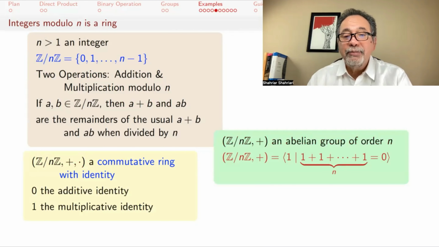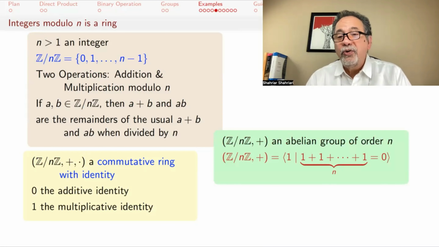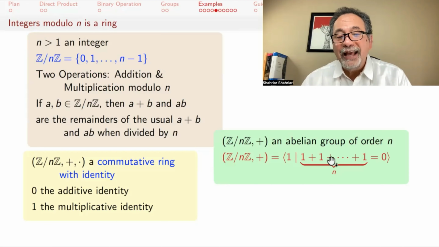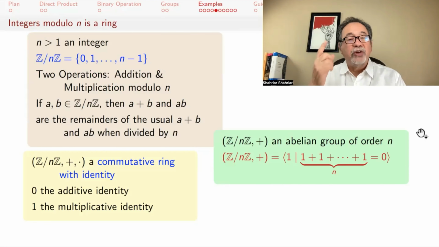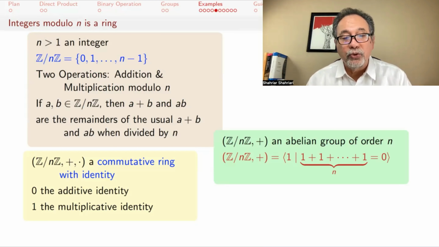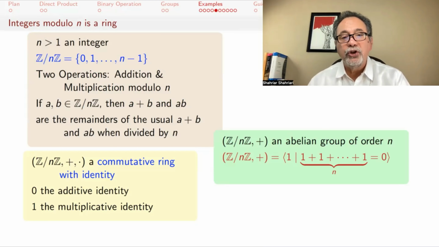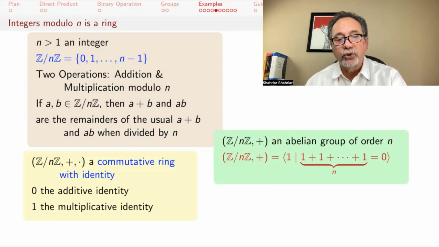You can write this Z mod nZ as a group generated by just the number 1. Generated by 1 means that you start with 1 and just keep applying the operation to that 1 and see what you get. So you start with 1, then 1 plus 1 is 2, 2 plus 1 is 3, 3 plus 1 is 4, and so on. But you have this relation that if you add n of these, you get back to 0. And when it's generated by one element, it's called a cyclic group. So Z mod nZ is an example of a cyclic group. In a future video, we'll talk about cyclic groups in more detail.